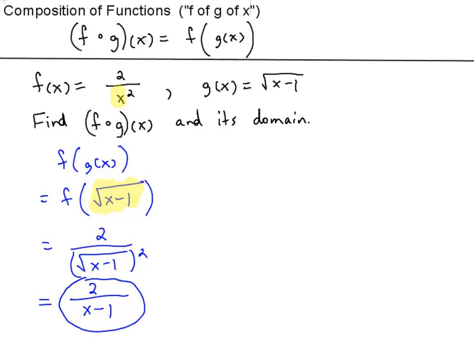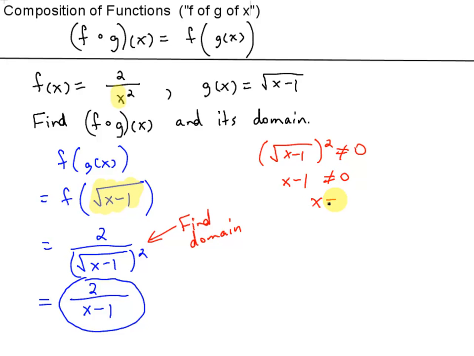To find the domain, just like when we added and subtracted functions, you need to consider the first step where both functions are shown. That's this step right here, because it's got the f function, 2 over something squared, and it's got the g of x function, square root of x minus 1. So in this step, do we have any restrictions? Well, sure. The denominator can't be 0. When you square it, you just get x minus 1, can't be 0, so x can't be equal to 1.